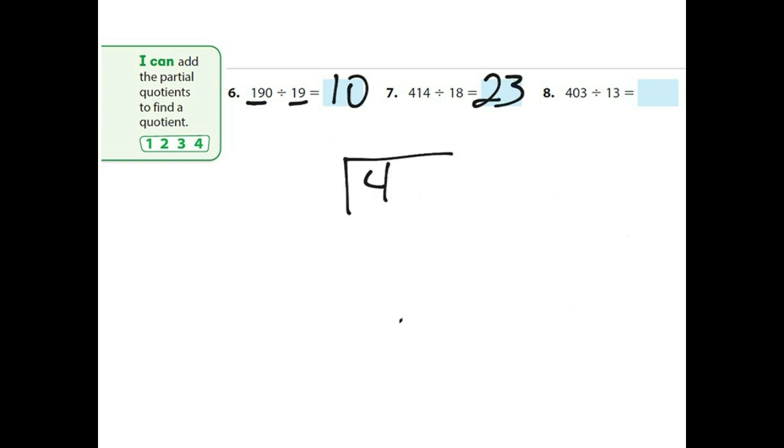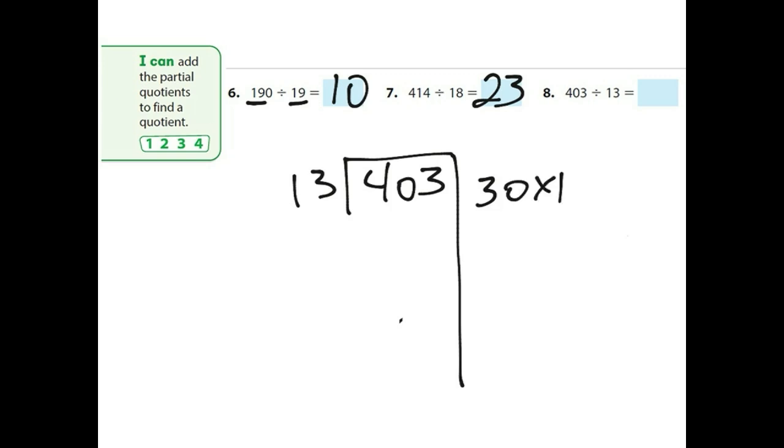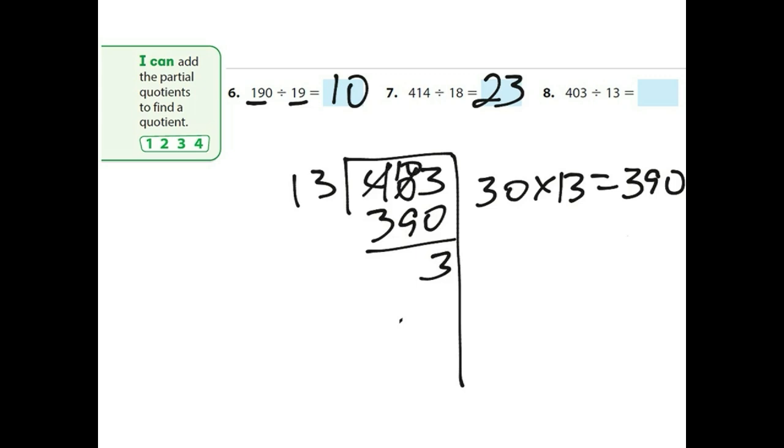Alright, so 403 divided by 13. 30 times 13 is going to be 390, because 3 times 13 is 39. So 390, 13. Oh, and then we just have 1. It's going to be 31.